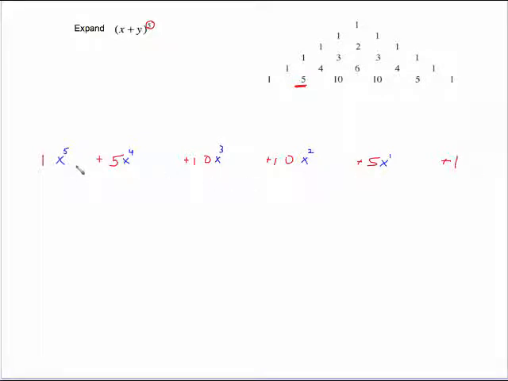Go back to the beginning. y doesn't begin here. y begins here with y to the 1st, which I'm not going to write the 1. y squared, y cubed, y to the 4th, and the last one is y to the 5th. And that is how you use the binomial theorem.